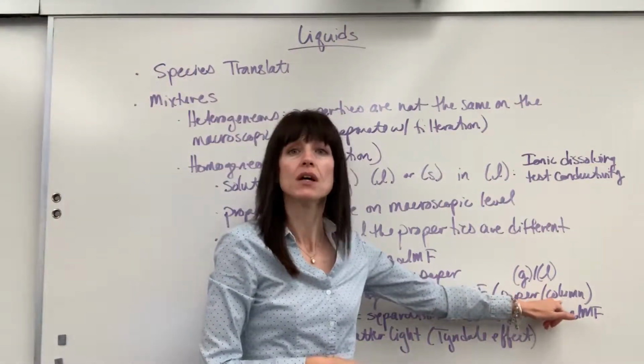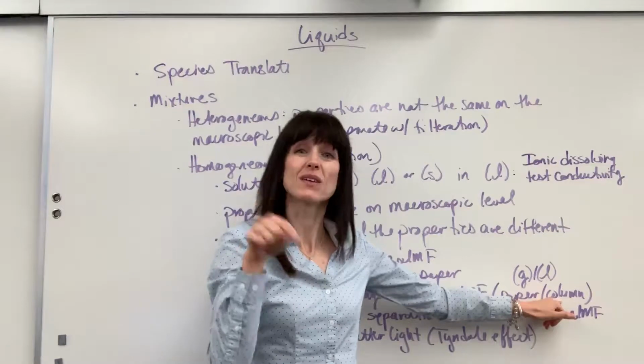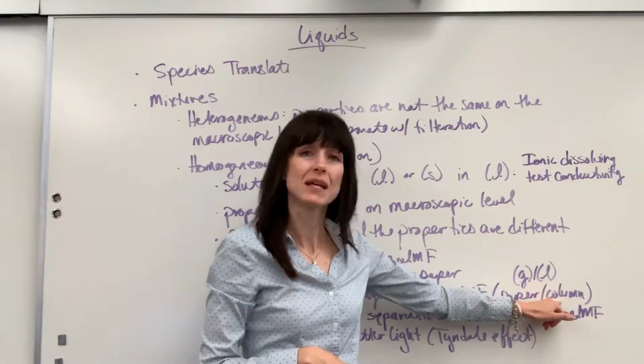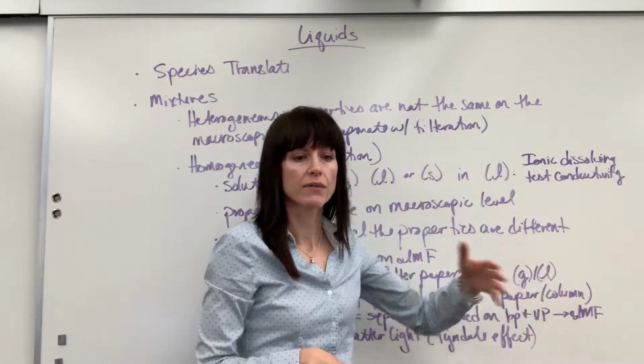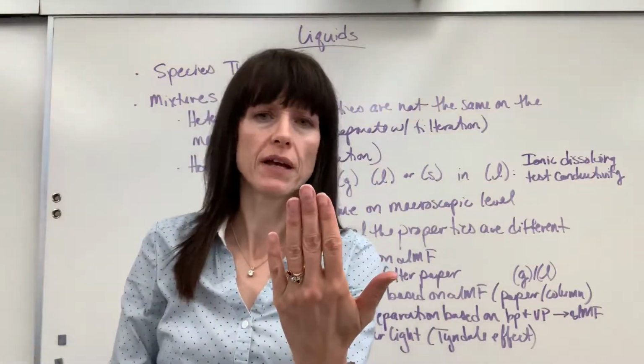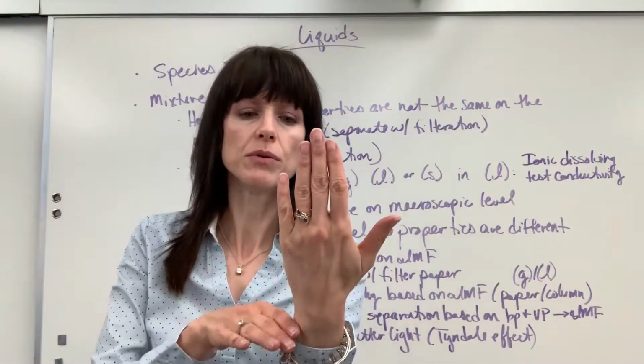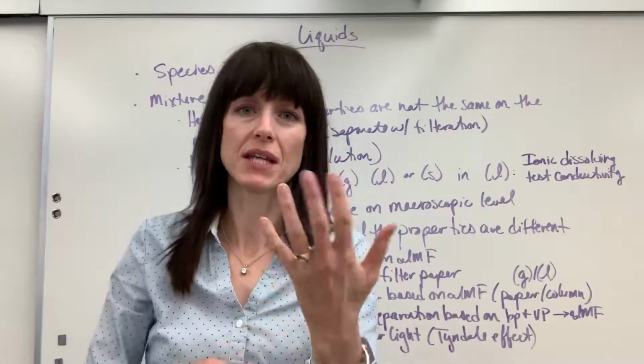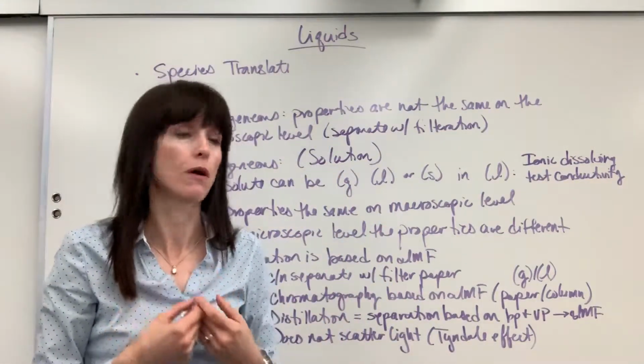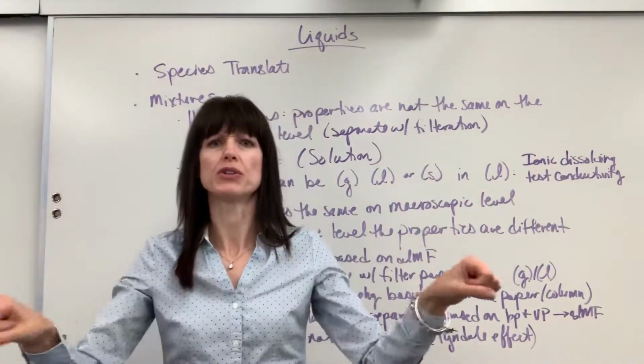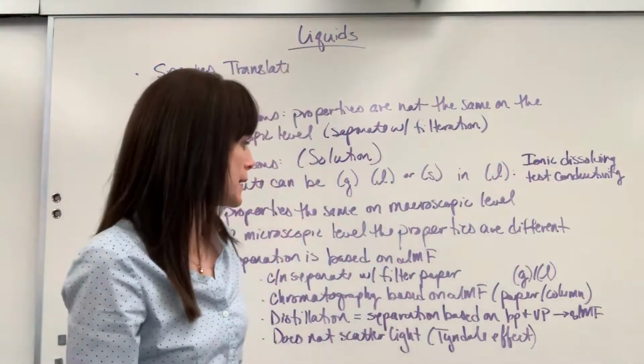In industry, we use columns, and that was the column I was talking about. But same principle. You have a stationary phase, and then you have this mobile phase, and the mobile phase is what we're trying to separate. The stationary phase is what we have, either paper or a column. When I say column, it's just this really long tube with this goo inside of it.